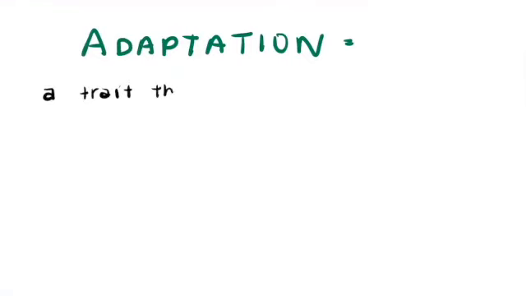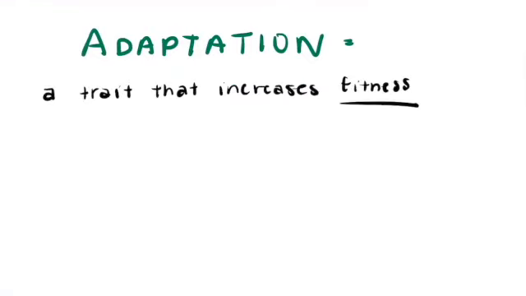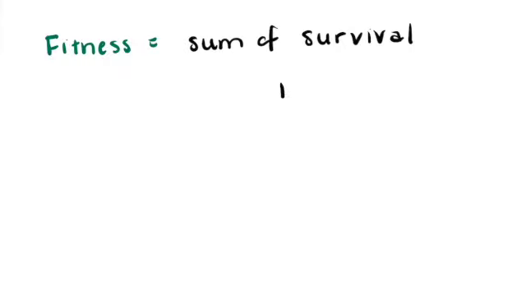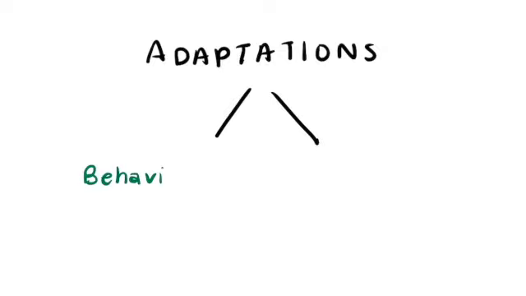An adaptation is a trait that increases an individual's fitness, which is the sum of its survival and reproductive success. We will focus on two types of adaptations when studying animal navigation: behavioral and structural adaptations.